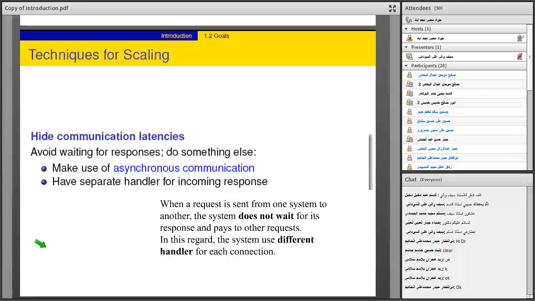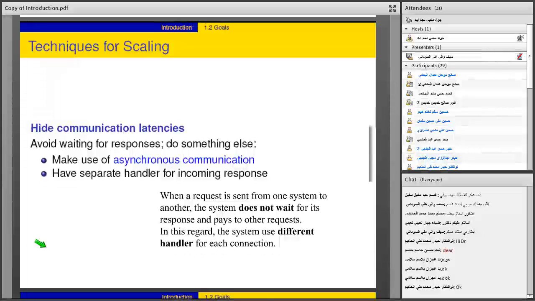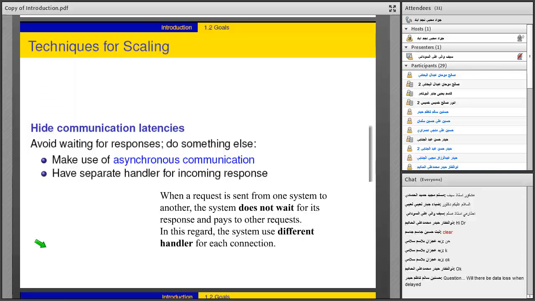Okay, now I'm going to talk about the techniques for scaling. One important goal in a distributed system is scaling, and the distributed system includes some components for scaling. One technique for scaling is hiding communication latency. It means avoid waiting for a response, and do something else.